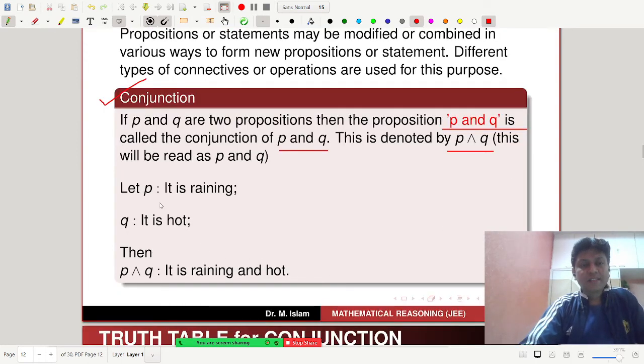Suppose P is the statement it is raining, and Q is the statement it is hot. So what is P and Q, or P hat Q? It is raining and hot. So this is the conjunction. You are using conjunction to form the compound statement, and its components are P and Q.